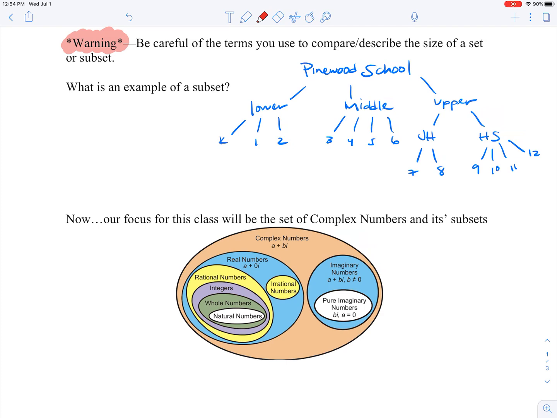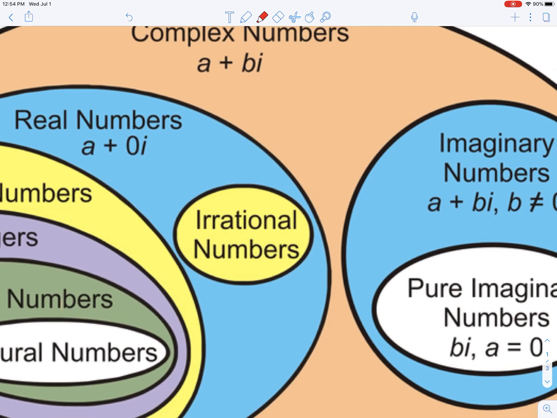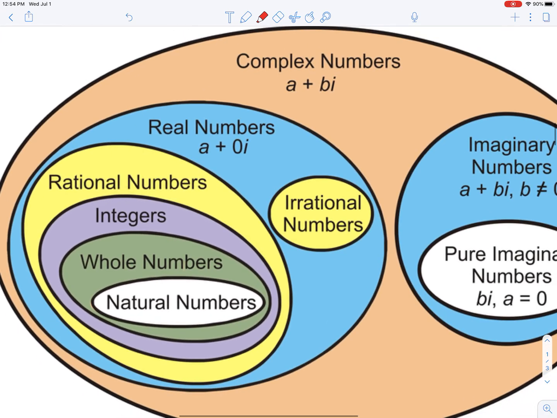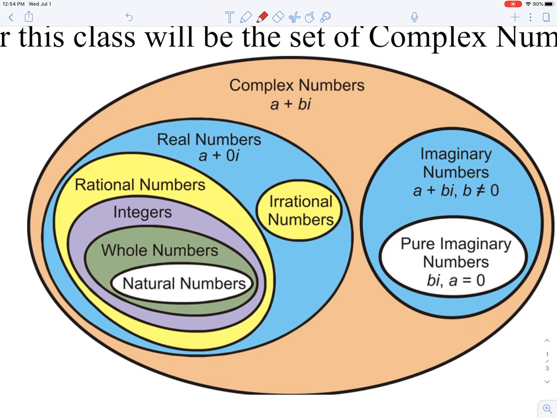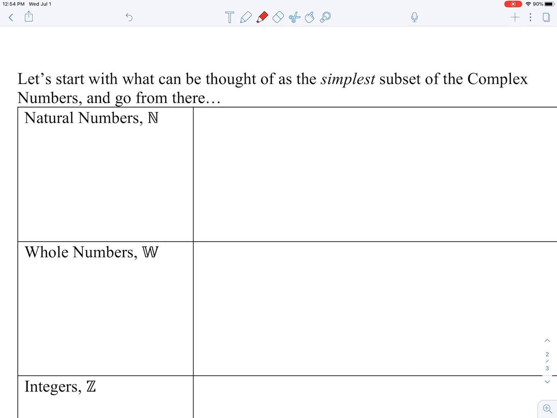However, this does not do a good job of helping us with comparing the size of subsets and sets of the complex number system. So I just want to repeat that warning here with this picture, and we'll talk about why that is in a second, because I think this picture makes it seem like the irrational numbers are way smaller than, let's say, the rational numbers, but that's not actually the case.